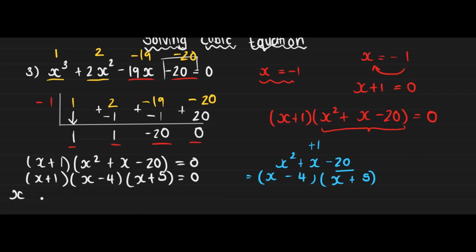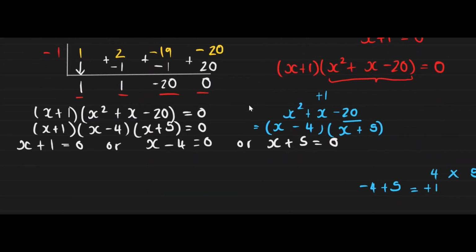We know that x plus 1 equals 0, or x minus 4 equals 0, or x plus 5 equals 0. Then, solving for x, we take the numbers to the other side. So x equals negative 1, or x equals positive 4, or x equals negative 5, and this will be your final answer.